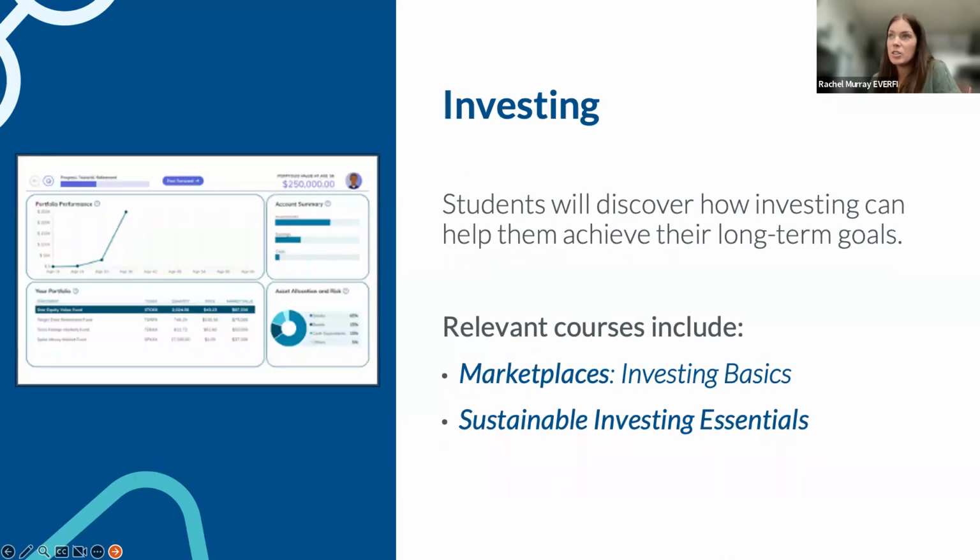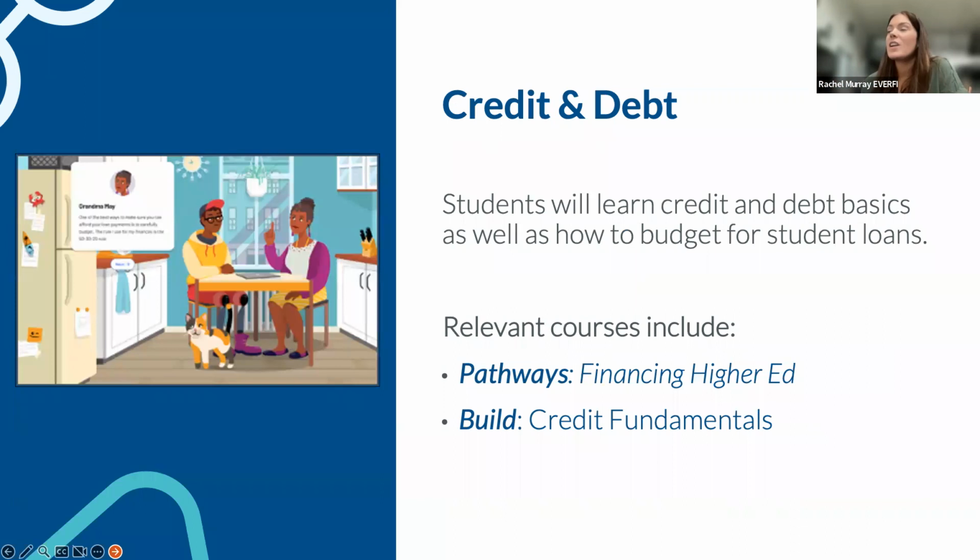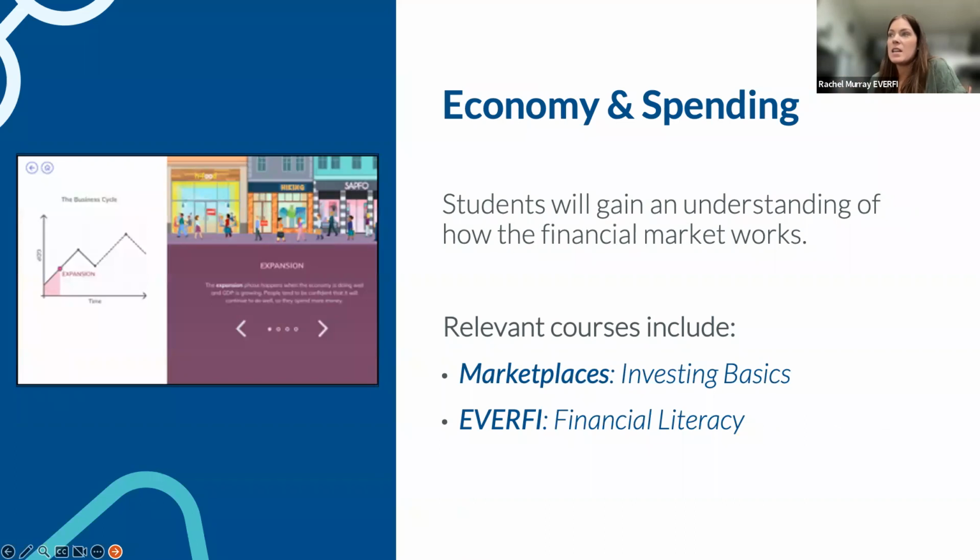And then investing, this is a huge one. Some schools even have investing classes or courses. So you can pull this from the Financial Literacy 101 course, or the Marketplaces or Sustainable Investing Essentials. Credit and debt. I almost said debit. Credit and debt is another big one. Here you can pull that from the 101 course, or you can look at Pathways or Build, and that will help students learn about these topics. And then the economy and spending, you can look at Marketplaces or EVERFI Financial Literacy, that 101 course.